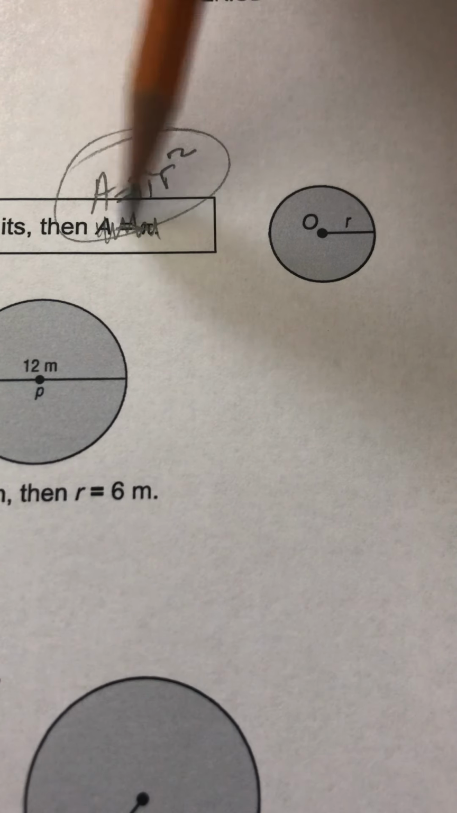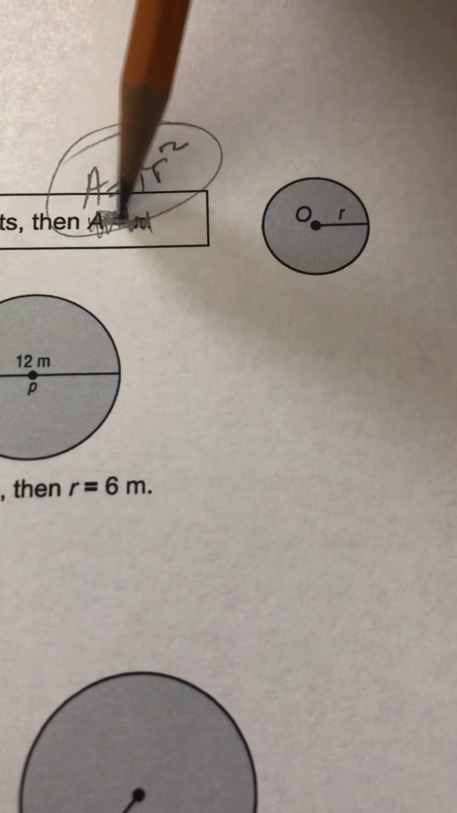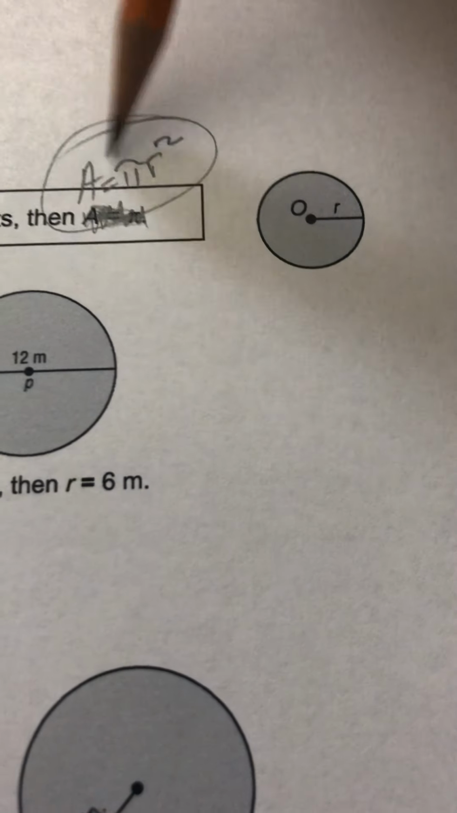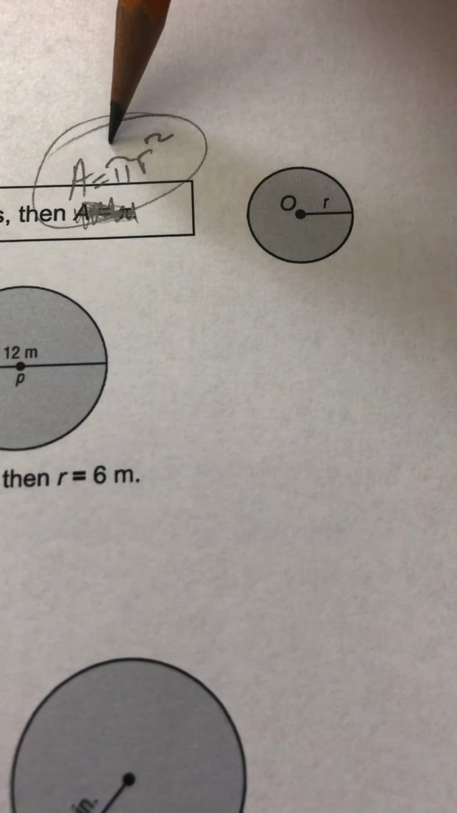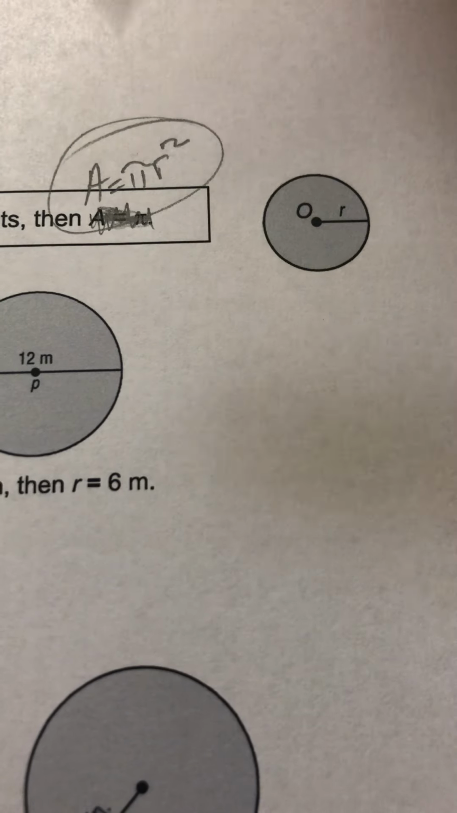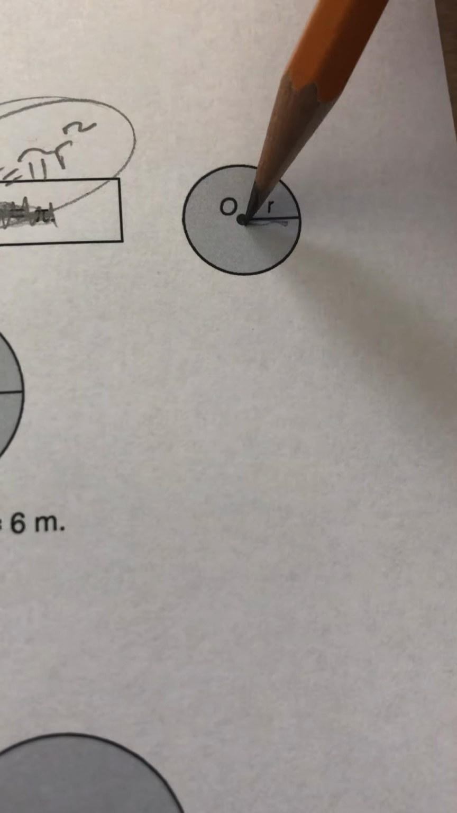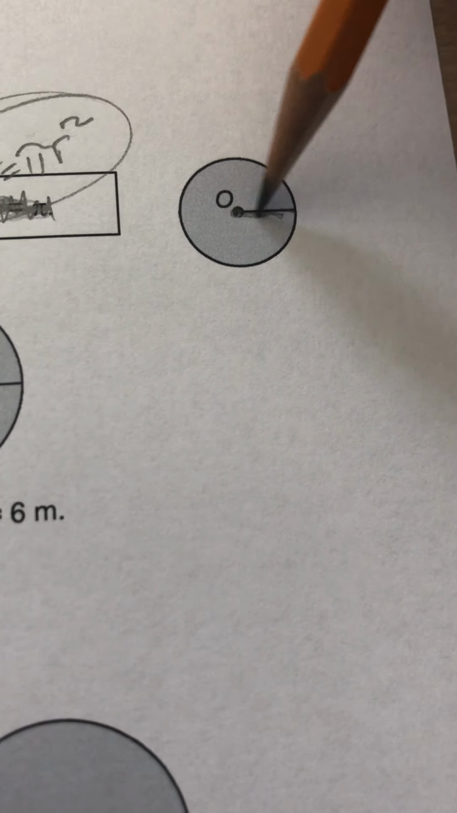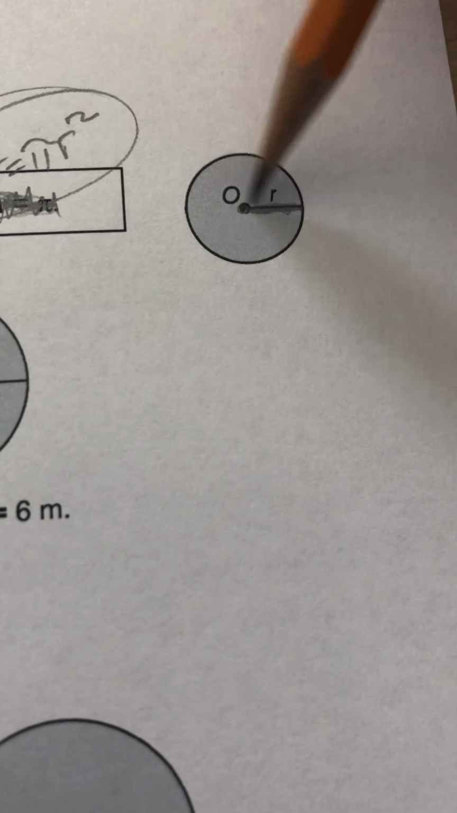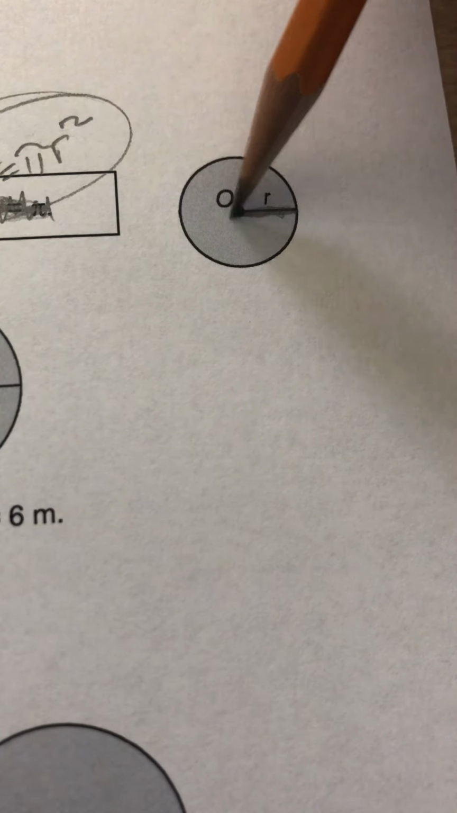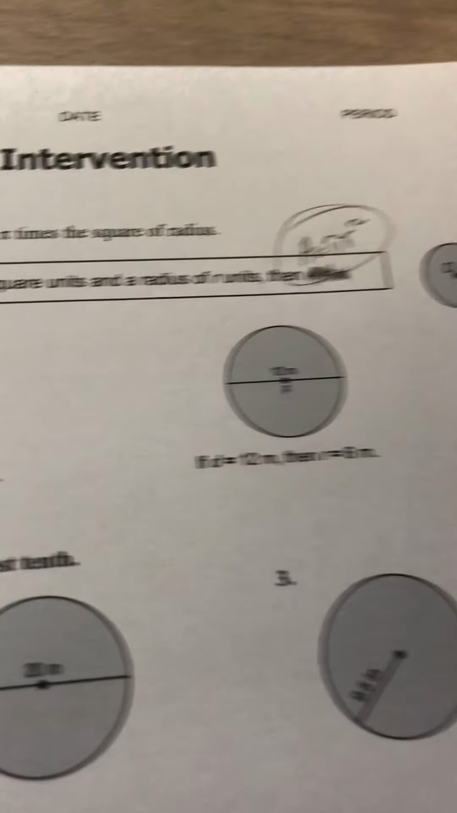So I scratched it out. If you print yours out and you get the wrong formula, please write this formula down. A equals pi r squared. So remember the radius is from the center to the edge of a circle. It's half the diameter, which is all the way across. So this is your radius. So identify your radius correctly.